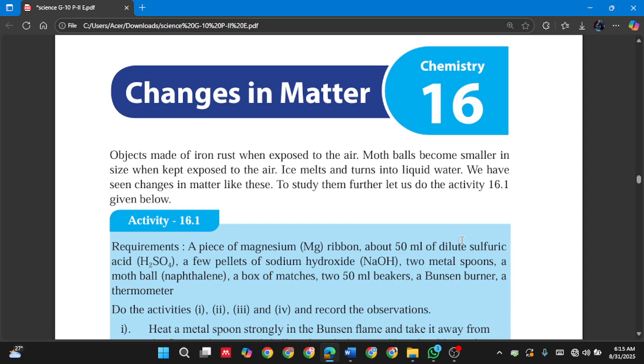What happened? Objects made of iron, the iron objects, get rust when exposed to air. Mothballs, they become smaller. You know what mothballs are?